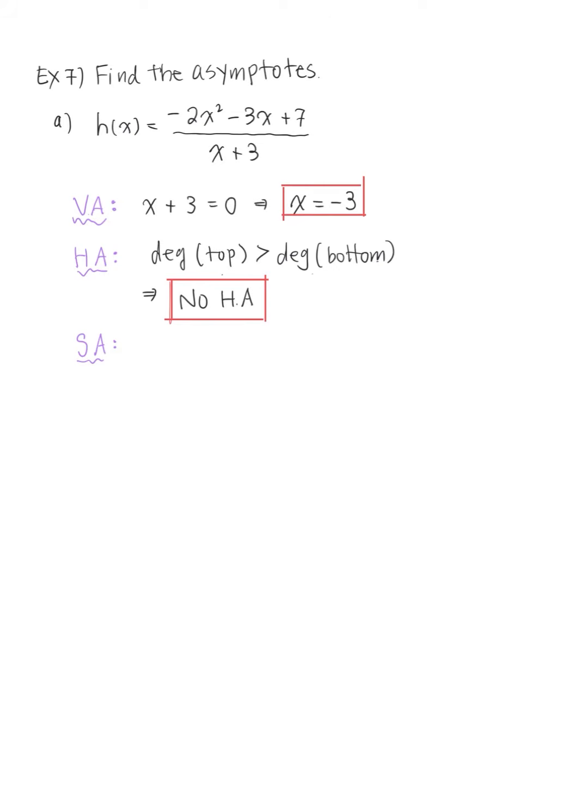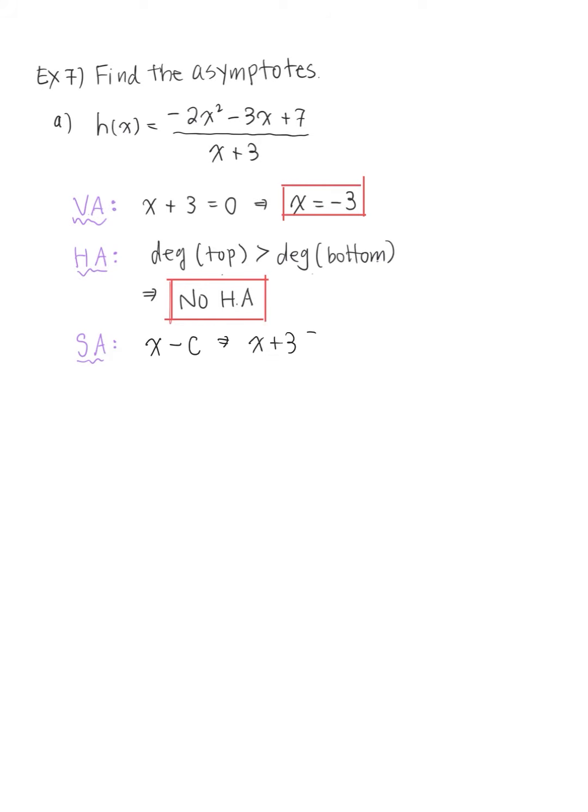To find it, we need to perform long division of polynomials or synthetic division to divide the numerator by the denominator. I think synthetic division is way easier, so let's do that. First, we have to write our denominator in the form x minus c to determine the value of c. So in this case, we have x plus 3.